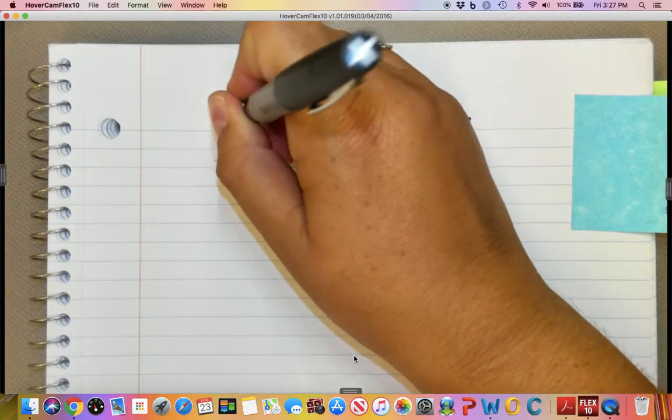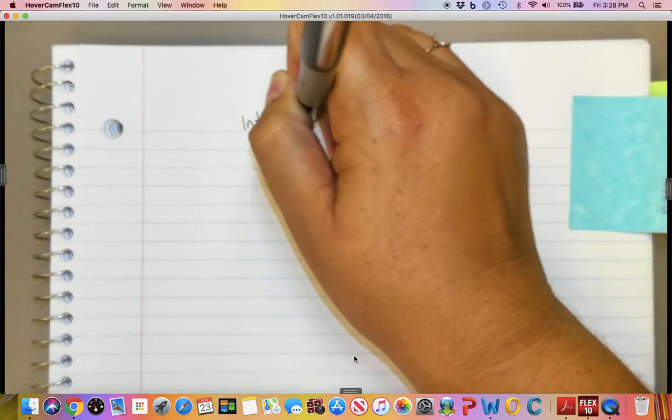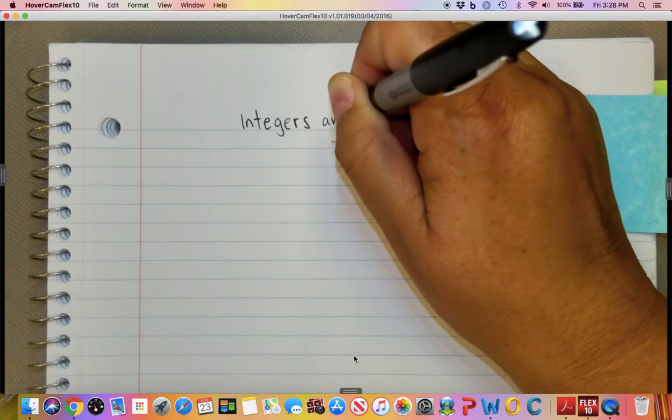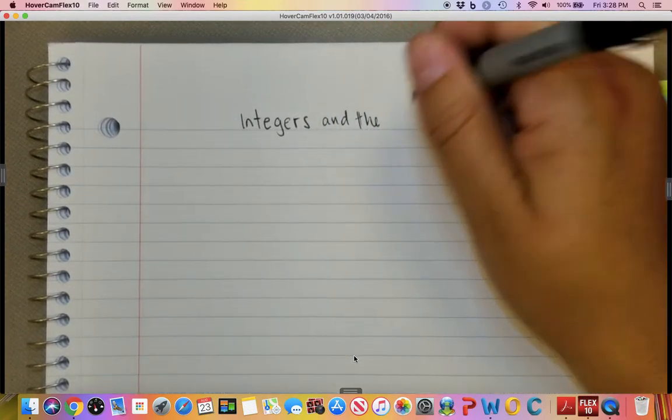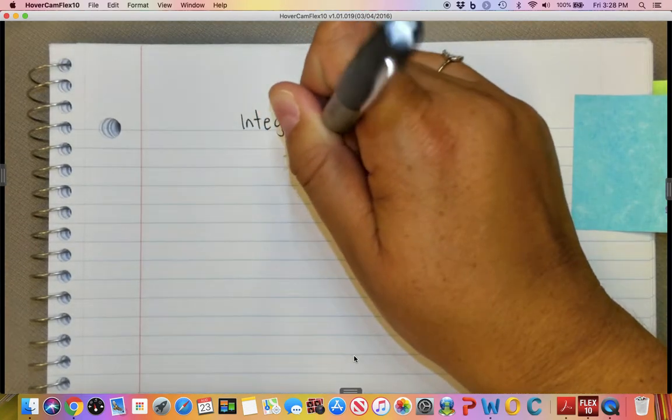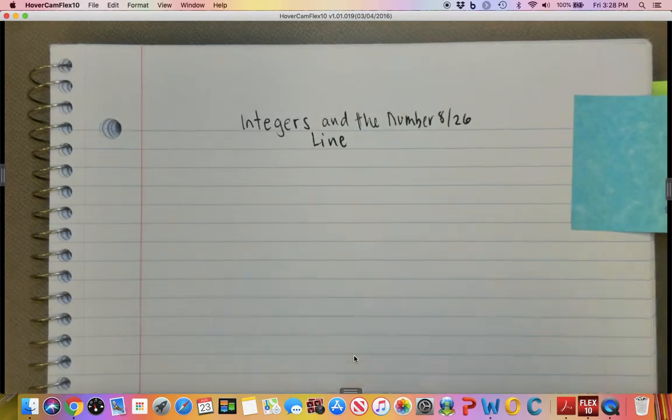We always are going to start with the date on the top of our paper and the title of what it is we're taking notes on. Today it's going to be integers and the number line. I'm going to run out of space, so I'll put it here. I should have moved my date over.